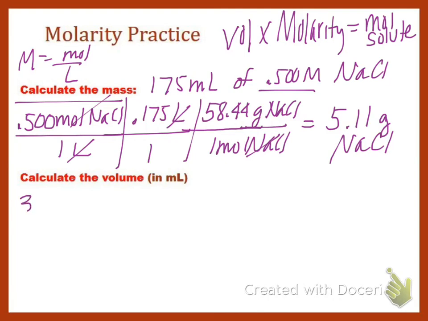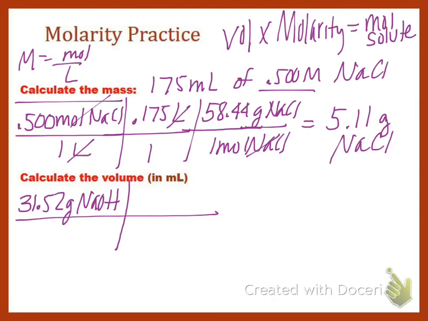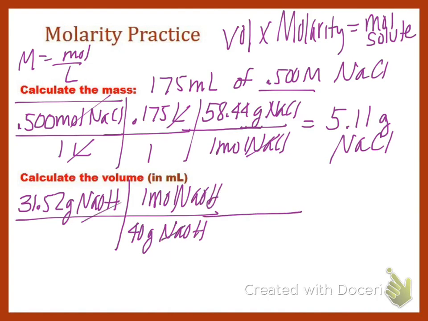So we're going to start with the 31.52 grams that we know we have of sodium hydroxide. I know that I'm going to need to be in moles because molarity is dealing with moles. So I'm going to divide by the molar mass, which is 40. So I got rid of grams. Now I want to get rid of moles and get to liters. What do I have at my disposal? Molarity. I have my molarity.